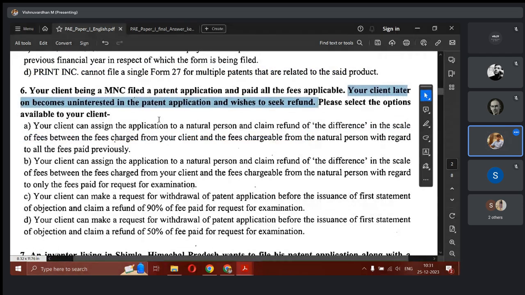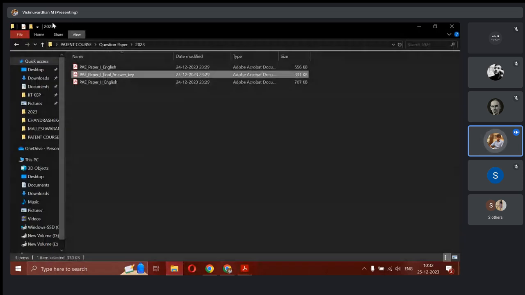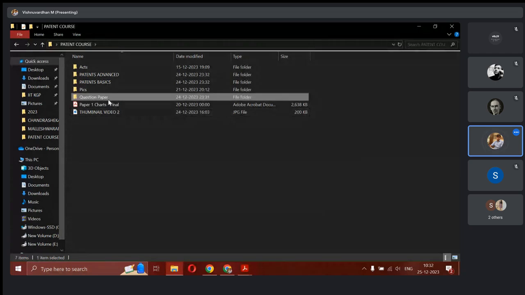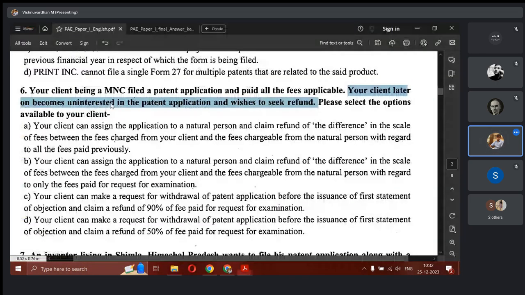So, okay. So your client can assign the application to a natural person and claim refund of the difference in the scale of fees between the fees charged from your client and the fees chargeable from the natural person with regard to all the fees paid previously. So the first thing you need to know is there are different fees chargeable for different kinds of people. Okay, I'll just show it to you so that you guys understand it better. Yeah, I think this has it also.